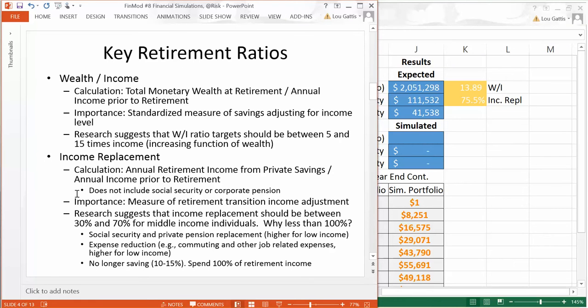The income replacement, obviously the importance is if you're making, say, $147,000 your last year of working, and you only generate a portfolio retirement savings or annuity of $111,000, you have to live on 75% of your pre-retirement income. All right. Now, research suggests that only needs to be about 30 to 70%. For poorer individuals with lower income, the number probably is closer to the lower end of that range, and probably closer to the higher end of the range for middle or high income individuals.